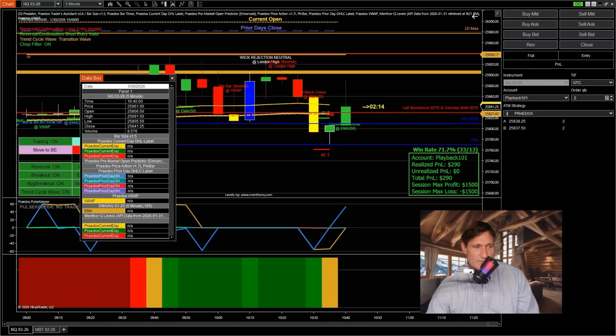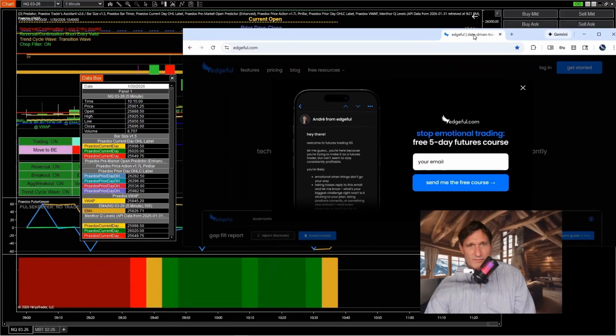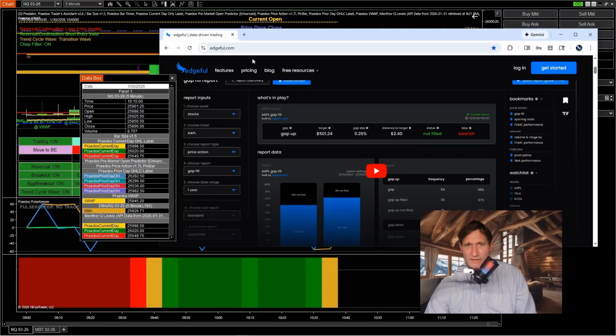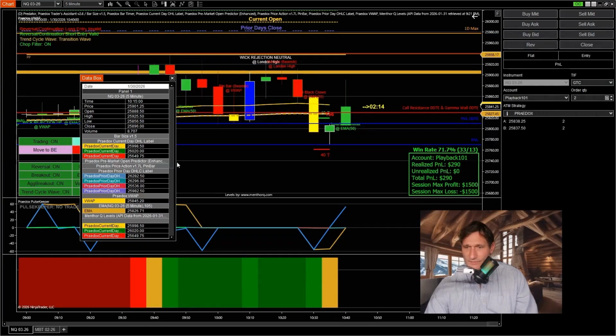We can use statistical tools like, I think, Edgeful. They'll show you how often the NASDAQ breaks out of that opening 15-minute range on one side and also the other, and what the average continuation is. So if you're looking for statistics, check out Edgeful. I'm not affiliated with them at this time. So there's a lot of tools out there. You can make it as complicated or as simple as you want.